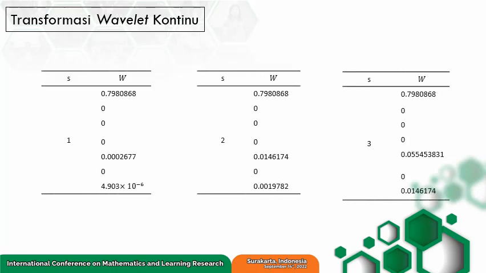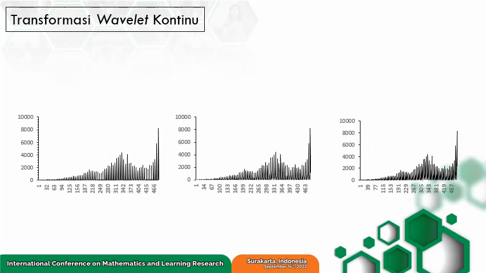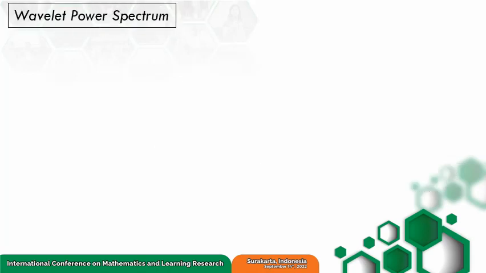So for the continuous wavelet transform, we multiply the wavelet coefficient by the wave that we want to analyze. This is the wave that we get after the continuous wavelet transform. This is the wave from scale 1, 2, and 3. Also, we get the wave with every scale and time translation.